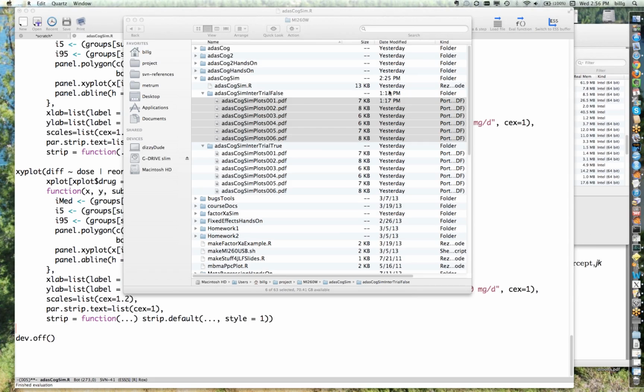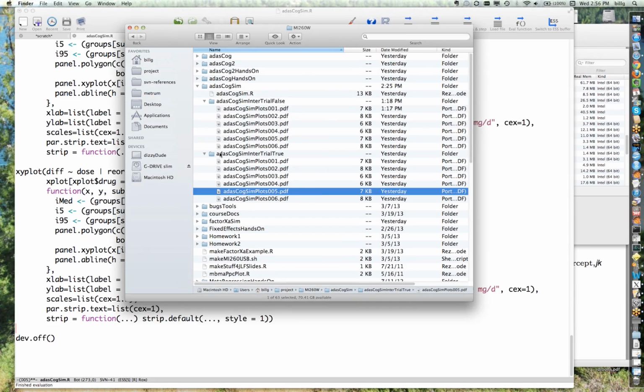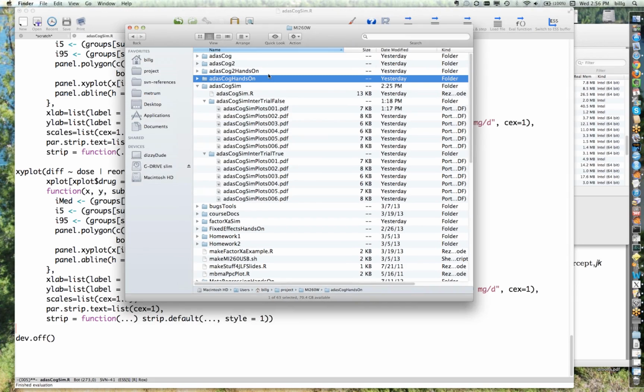Actually, you know what? The other thing maybe I'll do, I don't actually have a formal assignment, now that I think of it, for Monday for you. So maybe we need to come up with one. And maybe the simulation example would be a starting point to suggest one. So in your case, you had the ADAS-COG hands-on example. Now in that case, you were only dealing with donepezil and placebo.